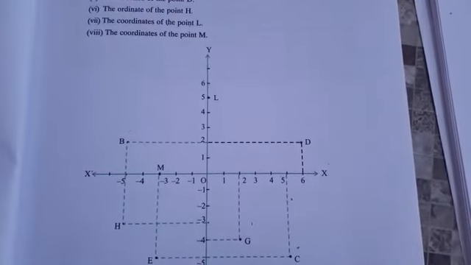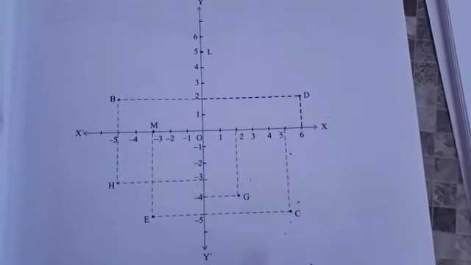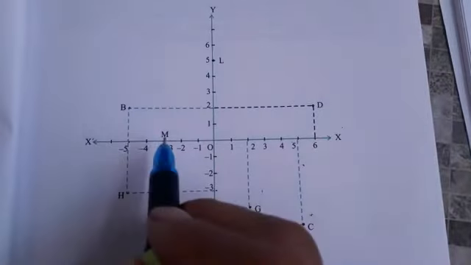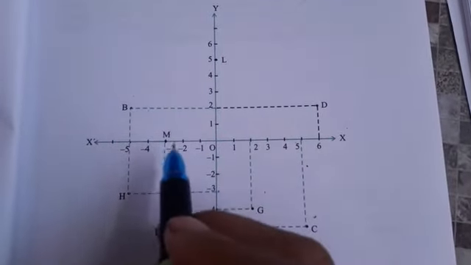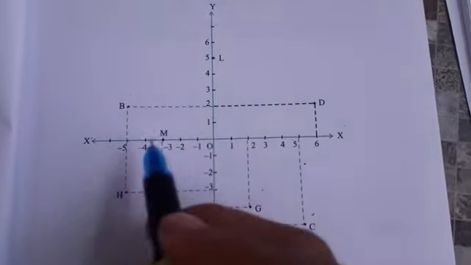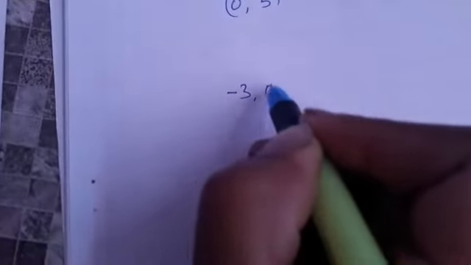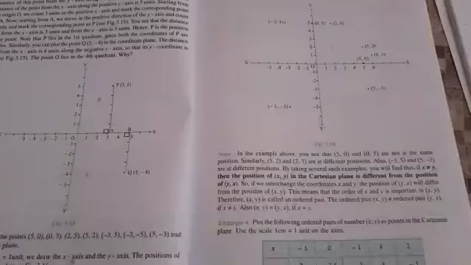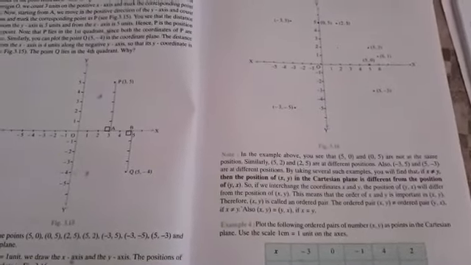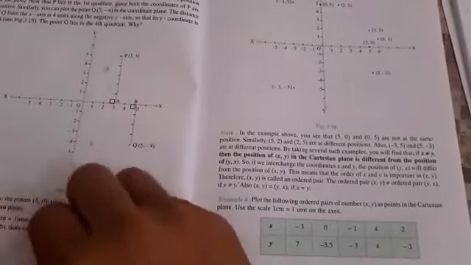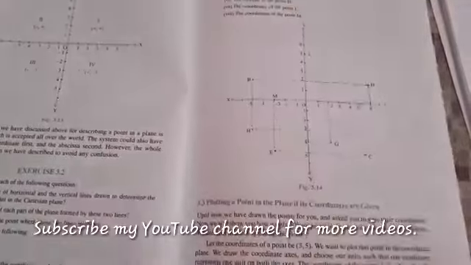And coordinates of M. Here is M. Along x-axis it is -3, along y-axis it is 0. So -3 comma 0. So this completes the second exercise of this chapter, and we will discuss another exercise in the next video.